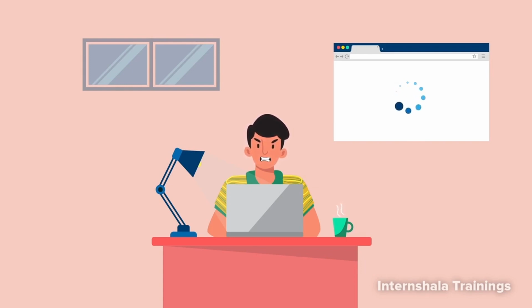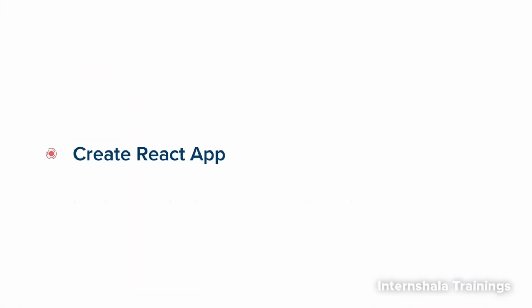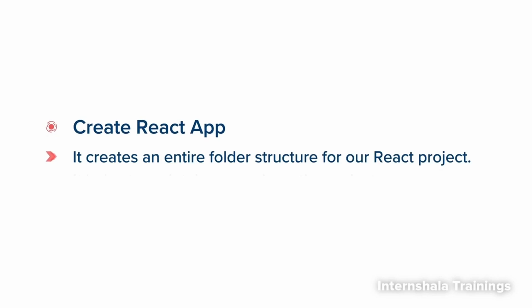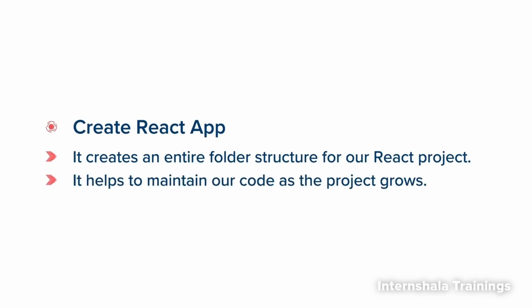For this, we need to set up the Babel compiler locally. And to help us for the same, we have a tool called Create React App that helps us set up Babel locally into our project folder. In fact, Create React App creates an entire folder structure for our React project that would help us maintain our code as the project grows. So let us see how we can set up a React project using Create React App, and we will then make changes to our project accordingly.